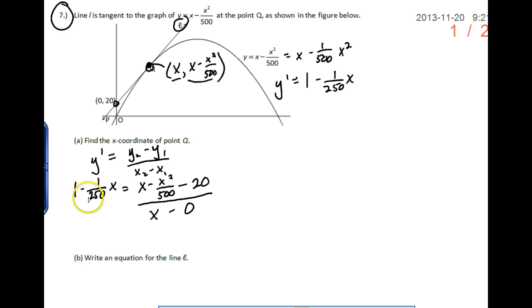So the slope of line L is the derivative at x, and the slope of line L is the slope of the secant line. So now we have an equation that we wish to solve for x. First thing I would do is drop the x minus 0, and multiply both sides by x. So I end up with x minus 1/250th x squared equals, here the x just reduces, x minus x squared over 500 minus 20.